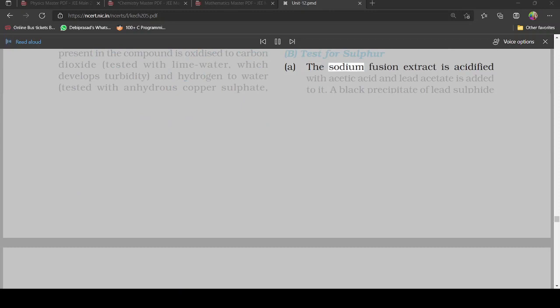B. Test for sulfur. A. The sodium fusion extract is acidified with acetic acid and lead acetate is added to it. A black precipitate of lead sulfide indicates the presence of sulfur. S²⁻ + Pb²⁺ → PbS, black. B. On treating sodium fusion extract with sodium nitroprusside, appearance of a violet color further indicates the presence of sulfur.